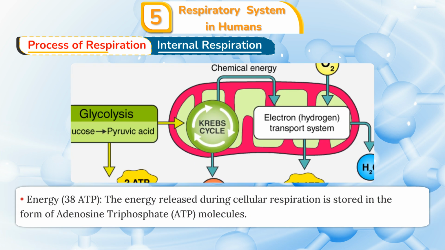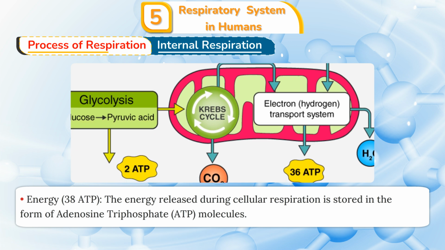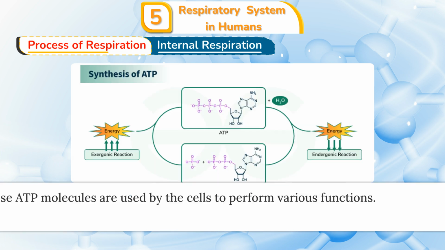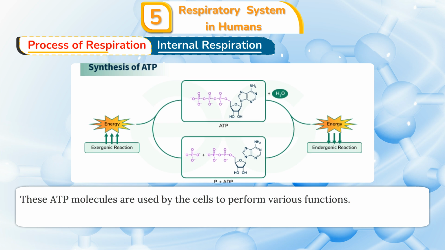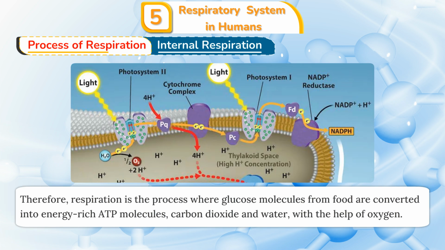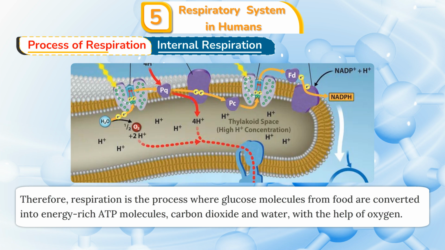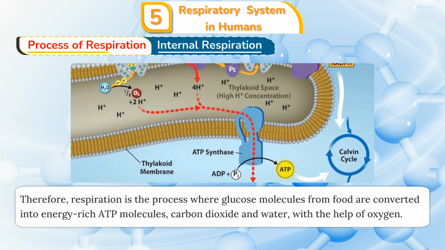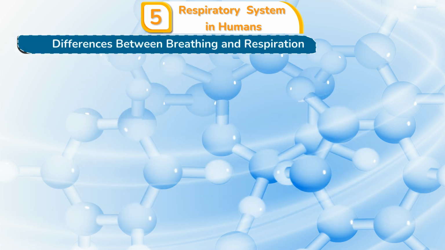Energy, 38 ATP. The energy released during cellular respiration is stored in the form of adenosine triphosphate, ATP, molecules. These ATP molecules are used by the cells to perform various functions. Therefore, respiration is the process where glucose molecules from food are converted into energy-rich ATP molecules, carbon dioxide and water, with the help of oxygen.